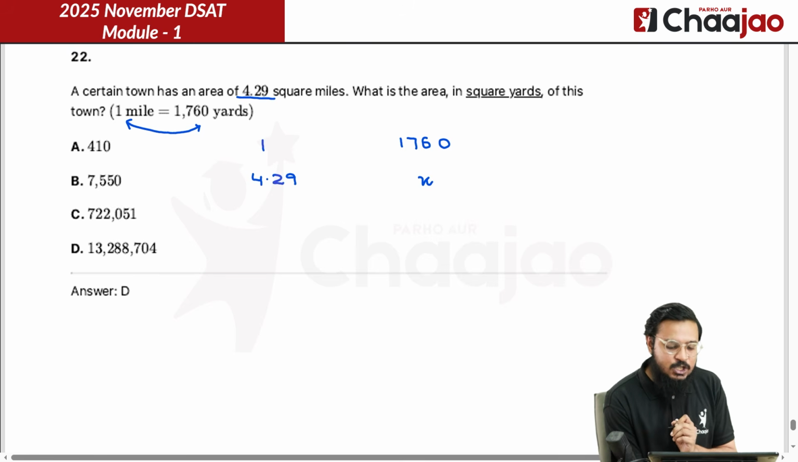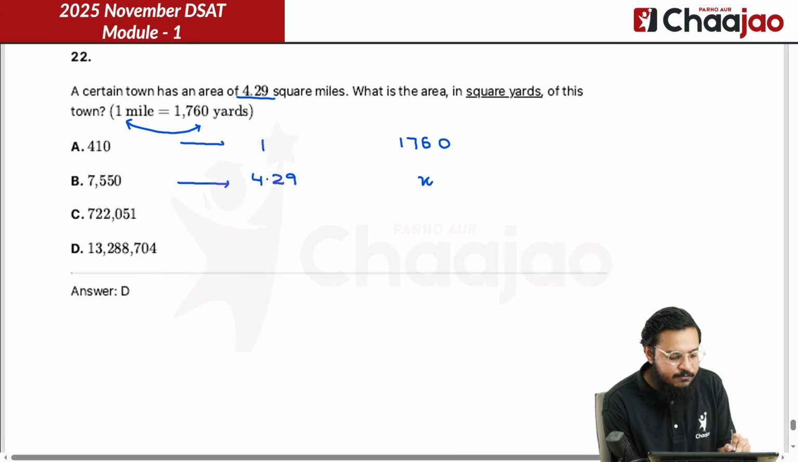But here's a catch. Here's one important concept that a lot of people tend to miss. These are not the ratios of areas. These are the ratios of lengths: 1 mile versus 1760 yards, not 1 square mile versus 1760 square yards. You're not allowed to compare length with area.